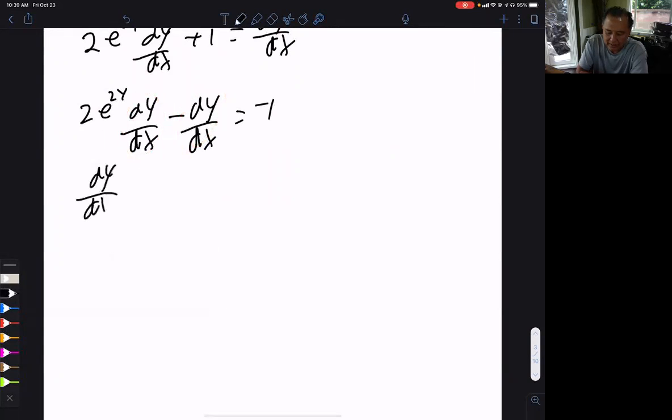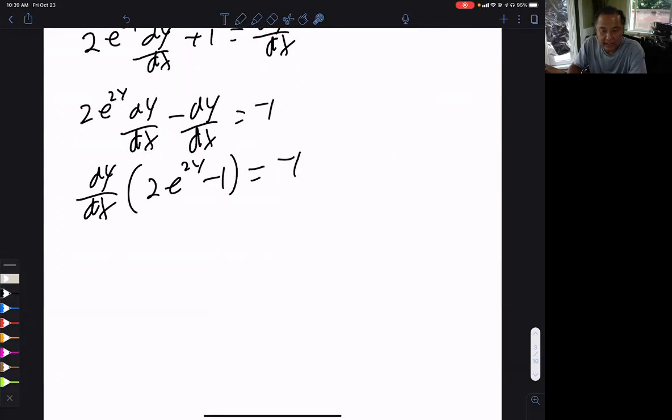So we get dy/dx, parentheses, 2e to the 2y minus 1 equals negative 1. Now understand, factoring is backwards multiplying. So to double check, that times that better equal that, and it does. That times that better equal that, and it does. Some people forget the minus 1 thing, and say, oh, I took it out, it's 0. No, it's multiplying. That times that equals that. I need the minus 1.